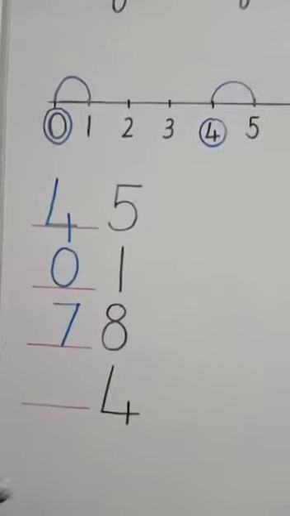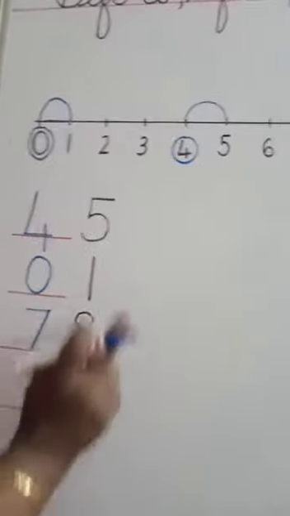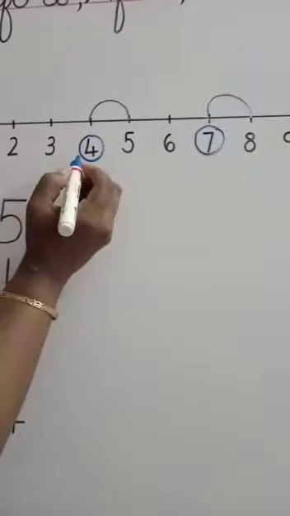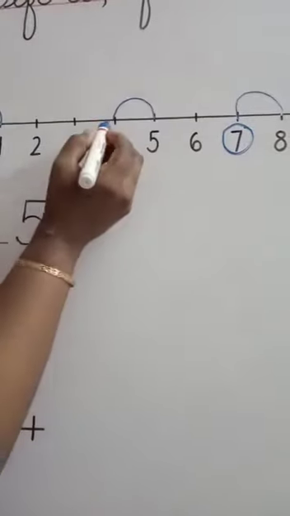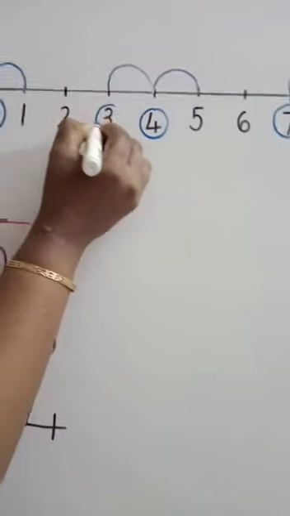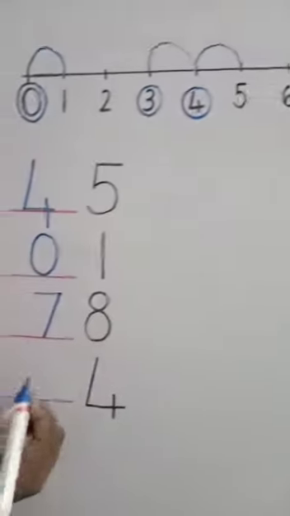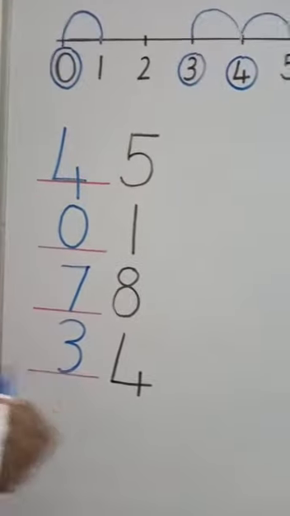Now, the last one is number, which number is this? 4. Can you search for number 4 here? Yes, I got it here. So, this is number 4. I have to find the number which comes before number 4. So, where is before? Yes, this one. So, who is this? Number 3. So, I'm going to write number 3.